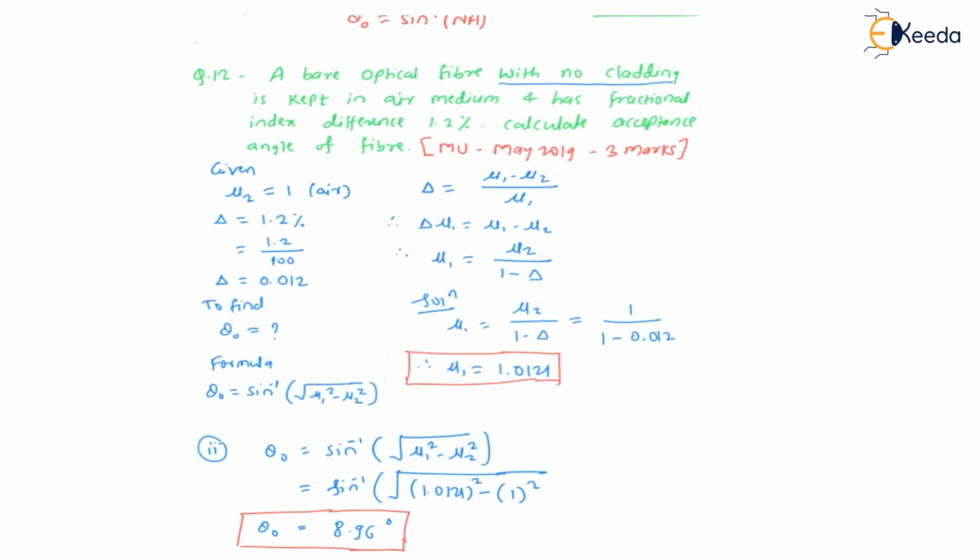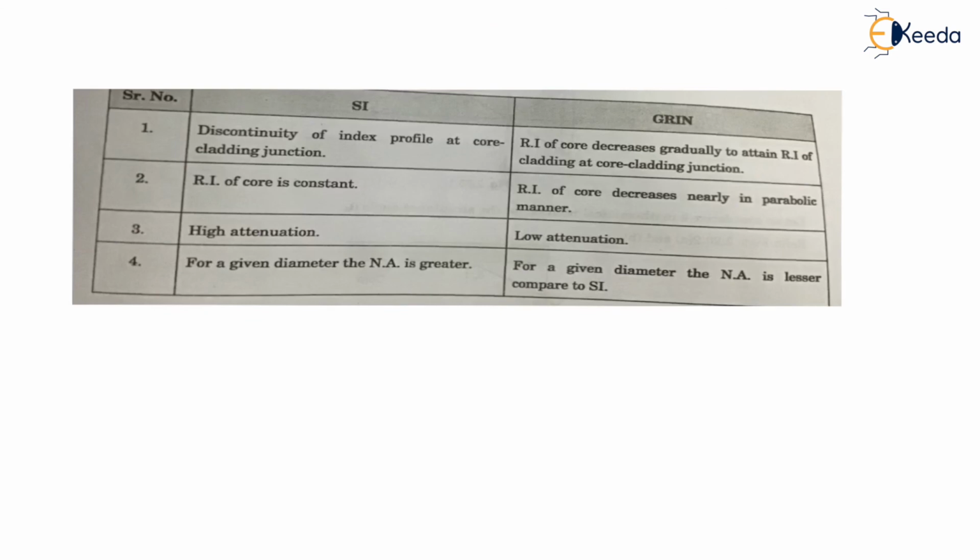Okay. Now I hope you understood all the problems that we have taken in the previous two, three sessions. These are the variety of problems and they may ask in your university examination. Now we'll focus on the difference between the SI, that is step index fiber, and the graded index fiber, but in tabular form, because sometimes such types of questions are asked in the university examination. So here is the difference between step index fiber and graded index fiber in a tabular form.